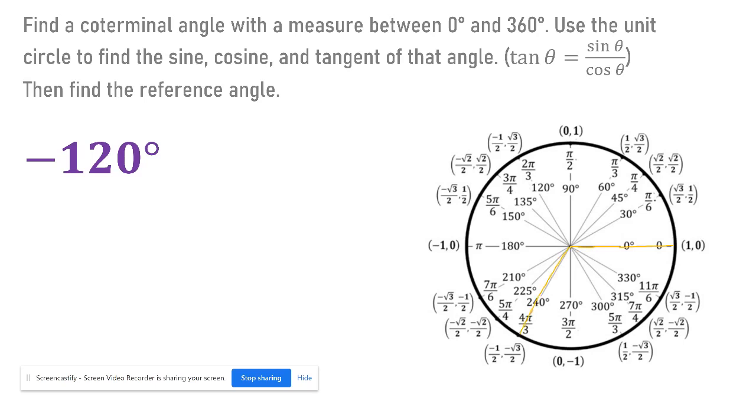To find a coterminal angle, we add or subtract 360. Since we're negative, we need to add 360. So 360 plus negative 120, which ends up being 360 minus 120, and you get 240 degrees. That's your coterminal angle, and that's what we see here on the graph too. That's where we end up, at 240 degrees. So now we can look at that 240 and find the sine, cosine, and tangent. And I can actually write negative 120. I don't know why I wrote theta.